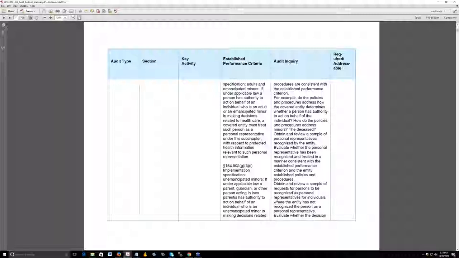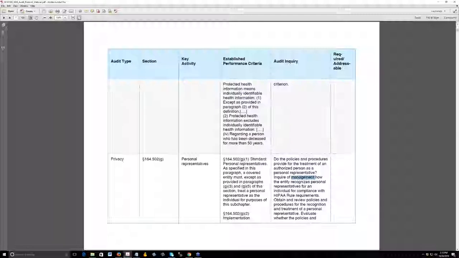It seems like, how do the policies and procedures address minors, the deceased? It seems like overkill here because they're repeating themselves, right? They're thoroughly redundant. But the point is, they want to see some documentation, some process, some policy at this particular level of granularity.